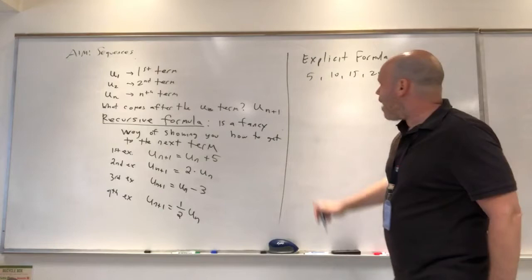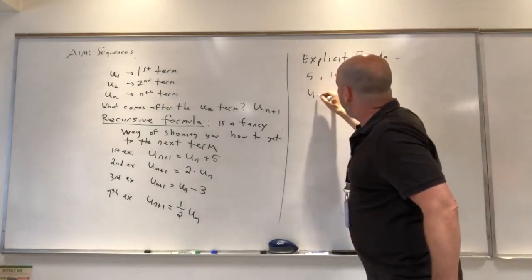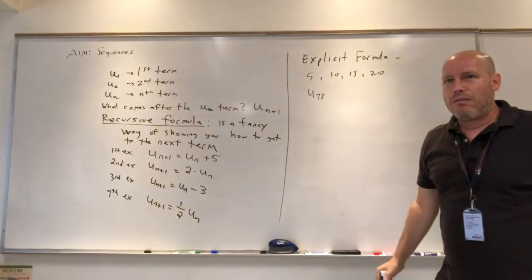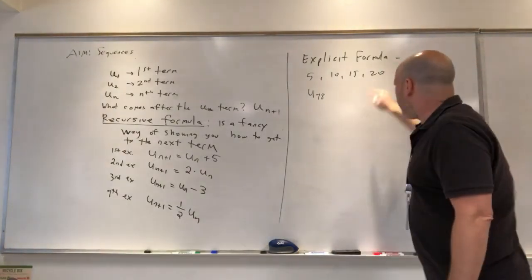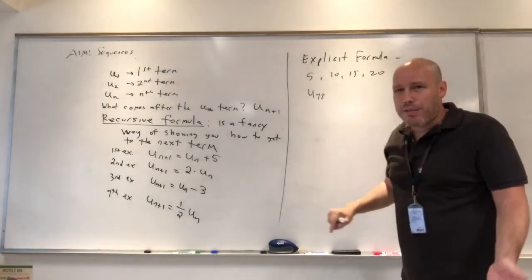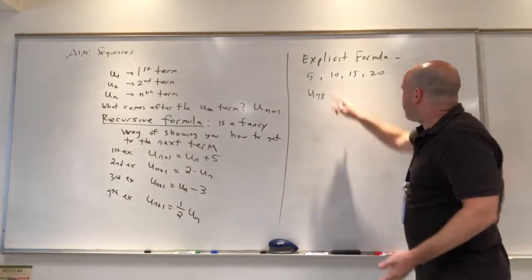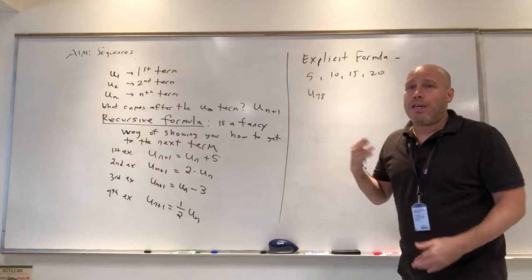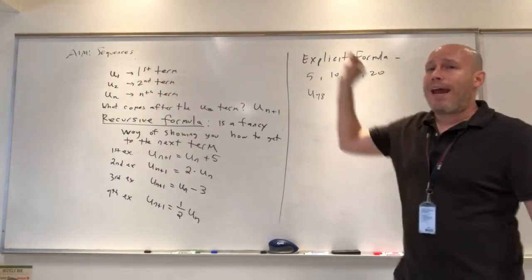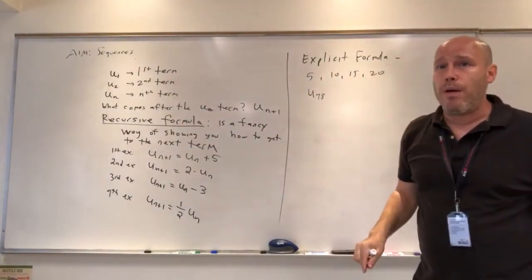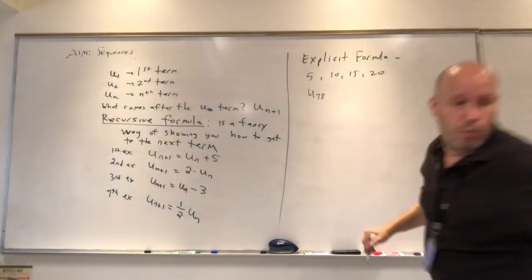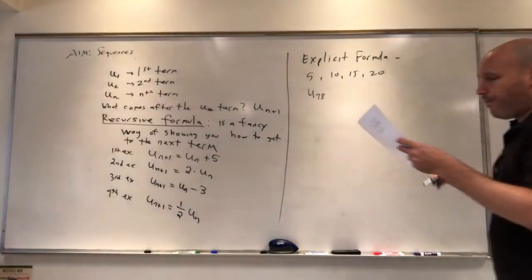But what if I asked you, U of 78? Well, you don't want to add 78 times. You do not want to add 74 more times. You need a faster method. I'm going to get right to the 78th term. So the explicit formula takes me there. So what's my definition of explicit formula?